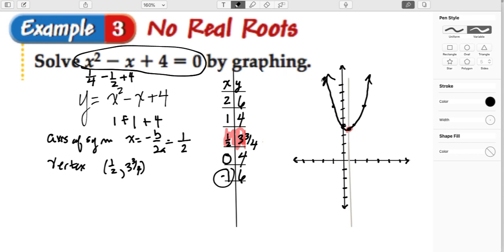So what I see is that this graph never crosses the x-axis. Because it never crosses the x-axis, I know that there is no solution because there's no real value that I'm going to plug into this equation to get it to equal 0. So this situation has no real solution.